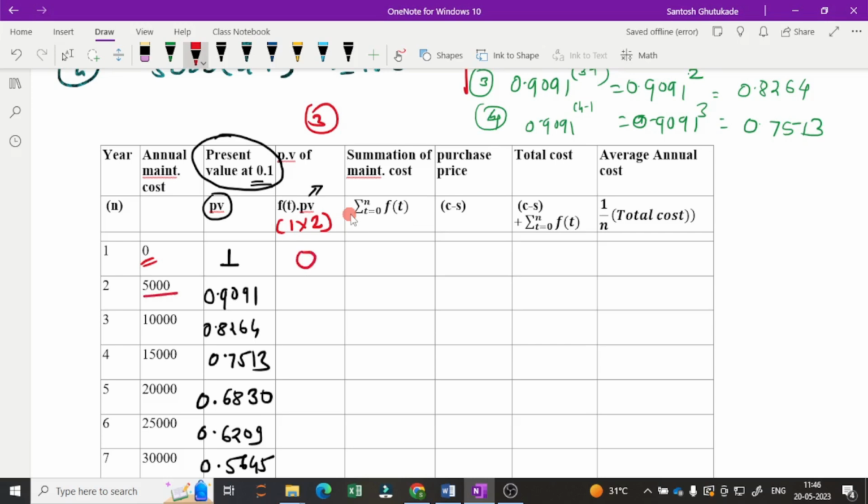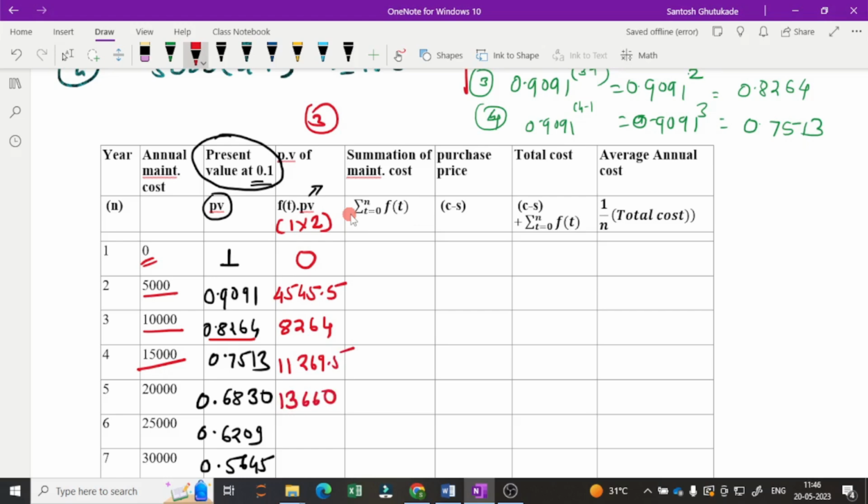Then 5000 into 0.9091. If you solve this, it will become 4545.5. Similarly, here 10,000 into 0.8264, so you will get 8264. Then for the next, 15,000 into 0.7513, so we get 11269.5. Similarly, I will write for the rest, so you have to make the calculation: column number 1 into column number 2.